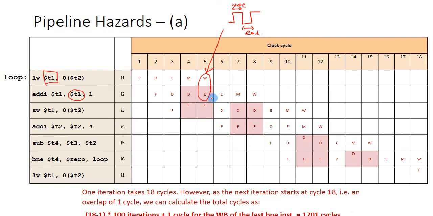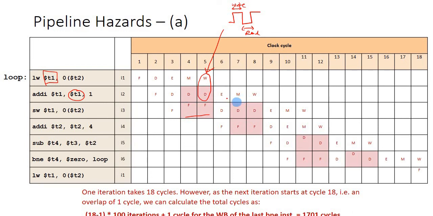Okay, so that is why instruction 2 must stall in the decode stage until the write back of the first instruction is complete. Okay, and since the second instruction is already stalled at the decode stage, the first instruction has to be stalled in the fetch stage. Sorry, the third instruction has to be stalled in the fetch stage. Okay, so every stage can only have one instruction at a time. Okay, so if the second instruction is stalled at the decode stage, the third instruction has to be stalled at the fetch stage.